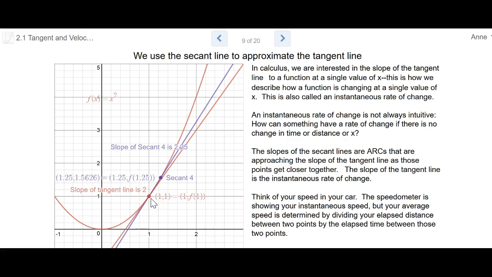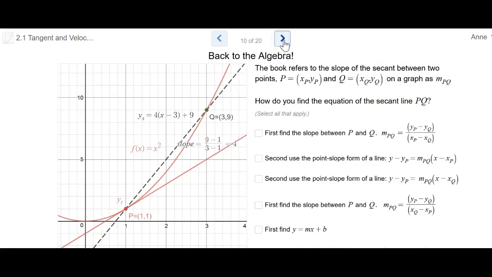So the slope of the tangent line is called the instantaneous rate of change, whereas the slope of the secant lines were the average rate of change. So thinking of instantaneous rate of change is not always intuitive, because what's changing? X isn't changing anymore if I'm just at one point. But this is the concept of an instantaneous velocity or an instantaneous rate of change: the slope of the tangent line to a function. We'll talk about that a little bit more in a minute.